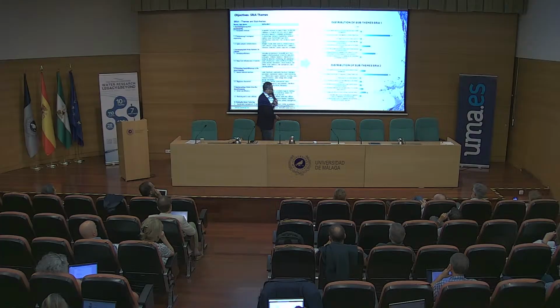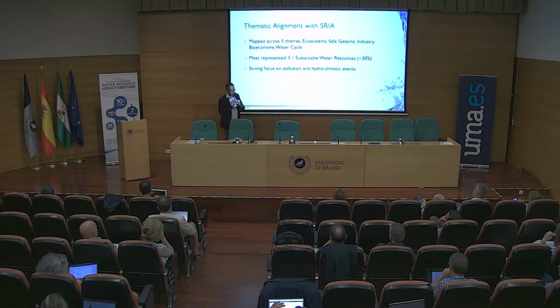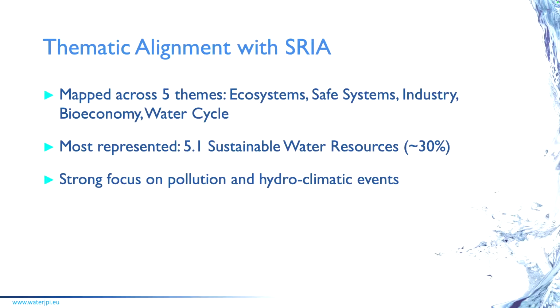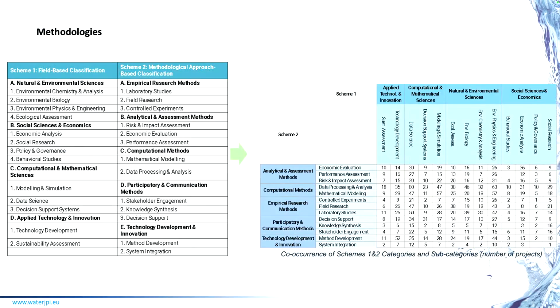major impact. And if you want to summarize here, we mapped the 5 themes that were the 5 areas. The most represented, even in terms of results, was sustainable water resources. And there was a strong focus on pollution and hydroclimatic events. Well, this is very general. Together with that, we also have specific practice.